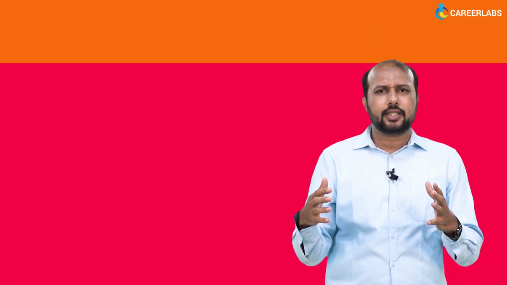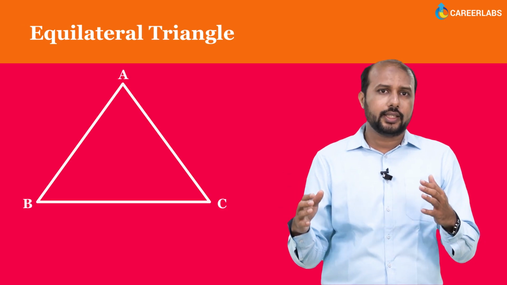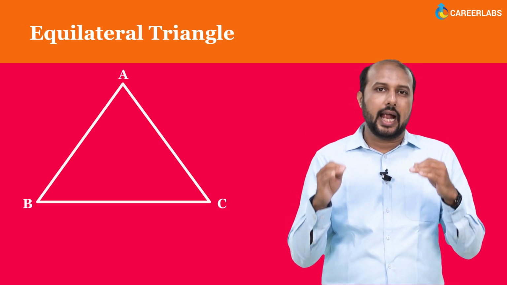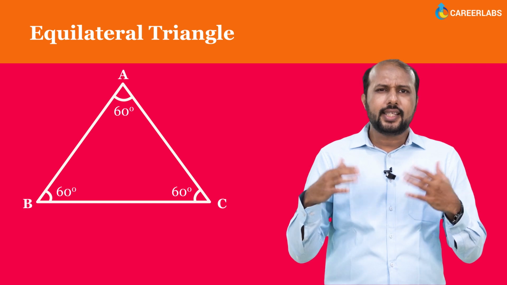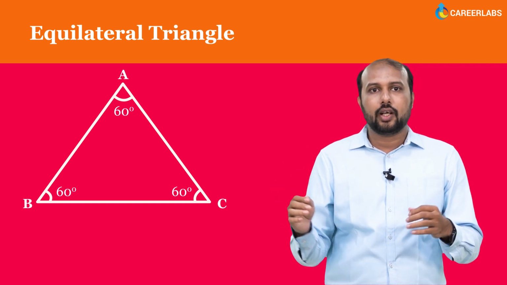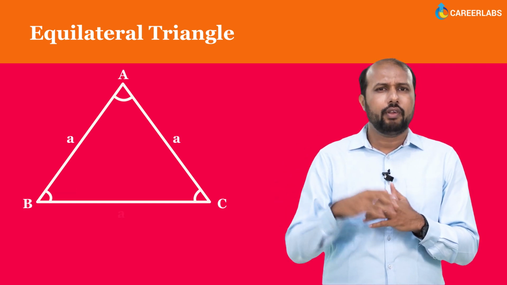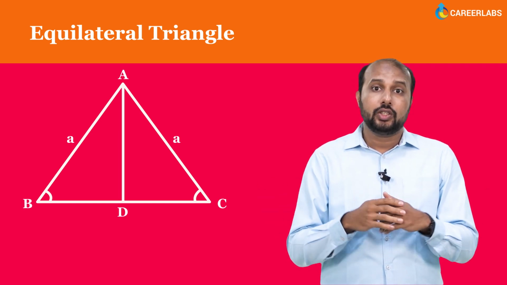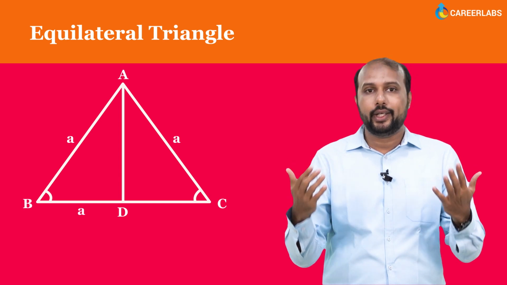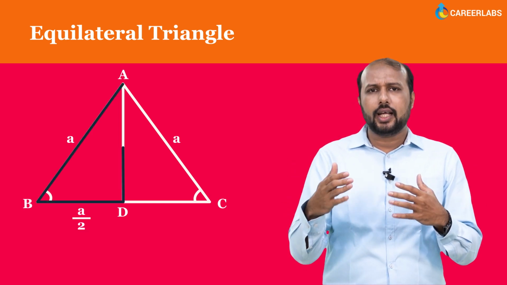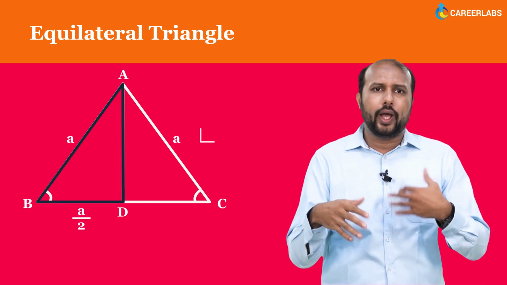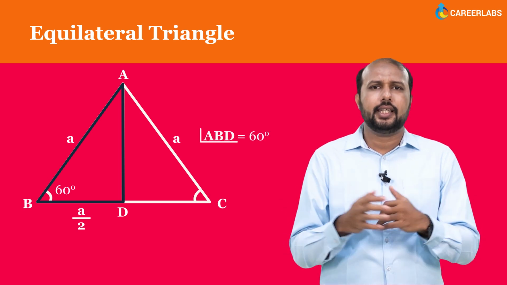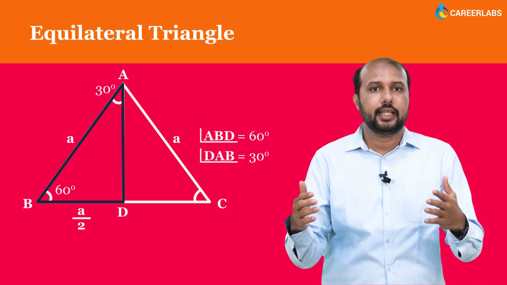Consider this equilateral triangle. Now we know that an equilateral triangle has all equal sides and each angle is 60 degrees. Let's assume that all the three sides are A units in length. When we draw a perpendicular from A, it equally bisects BC. The length of BD becomes A by 2. Now consider triangle ABD, where angle ABD is 60 degrees and angle DAB is 30 degrees.